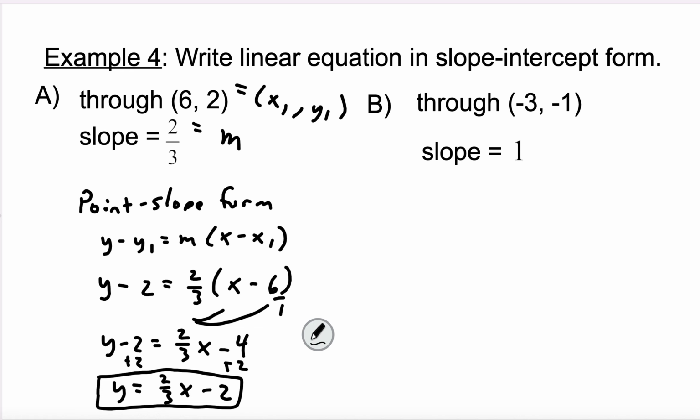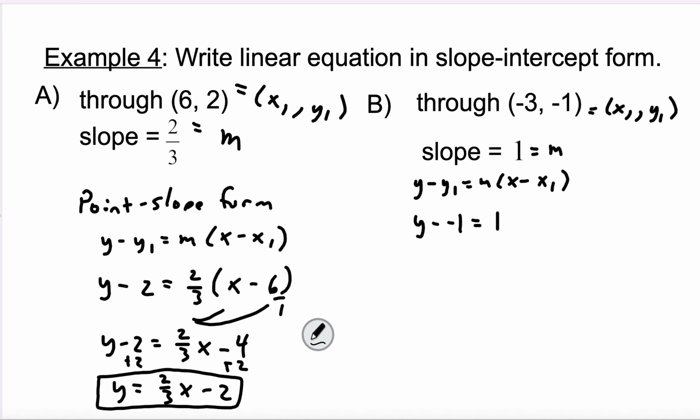So likewise, over here with letter B, we're given a point, and we're given the slope. So let's use our point-slope form. So y minus y1 equals m times x minus x1. So what's my y1? It's my -1 up there. So y minus -1 equals m, which is 1, times x minus x1, which is -3.